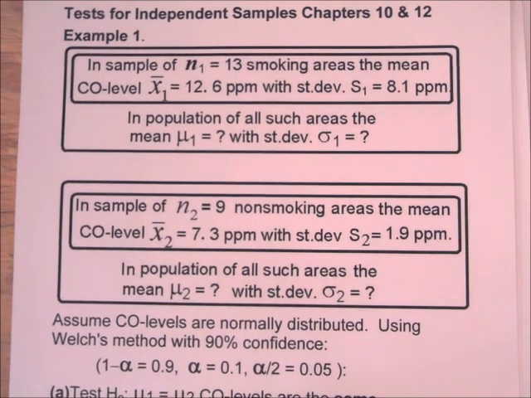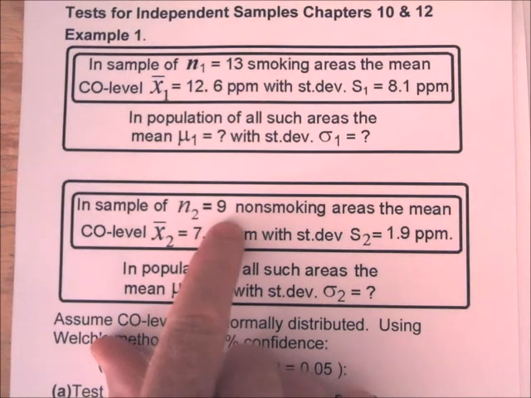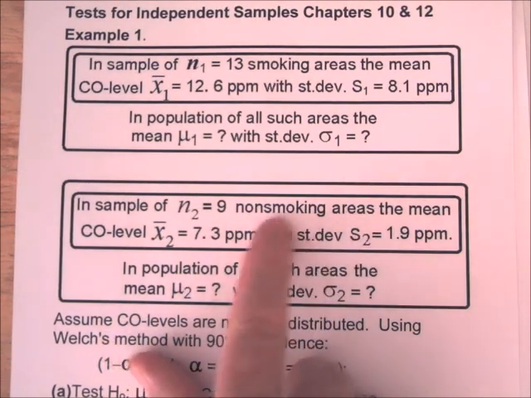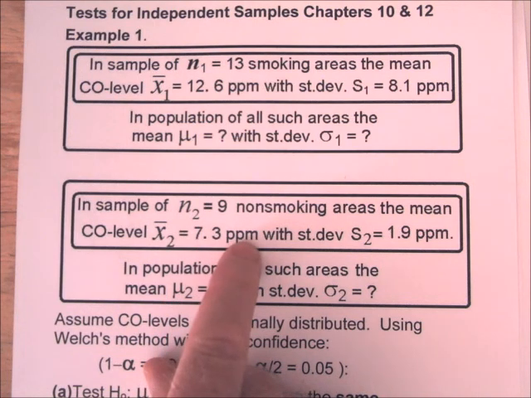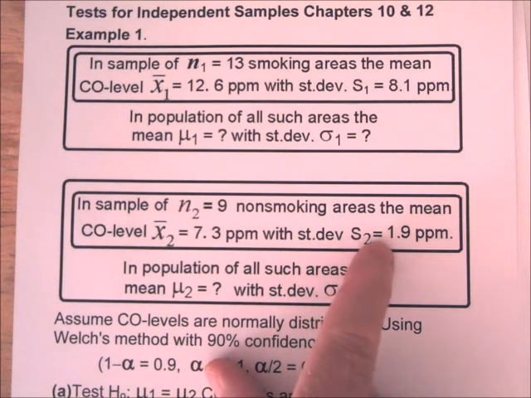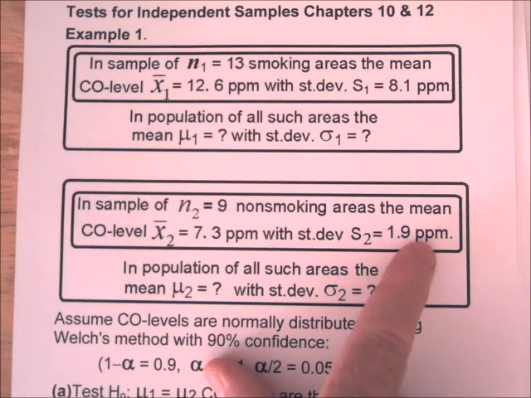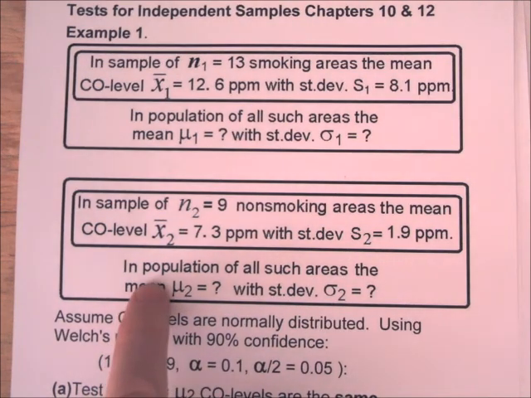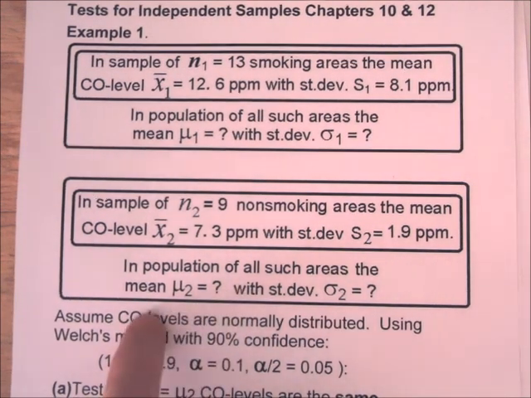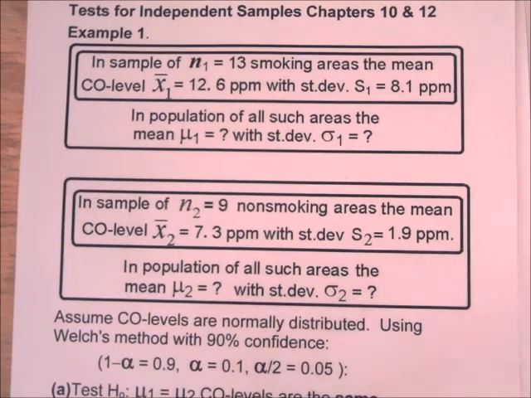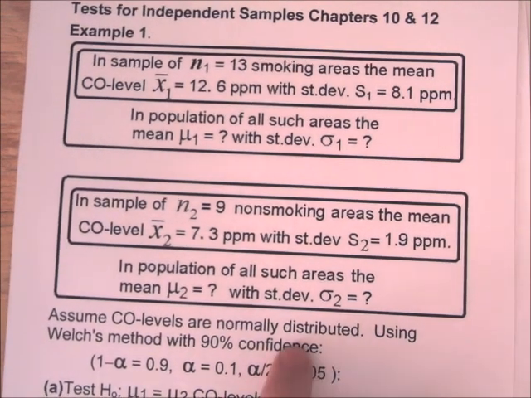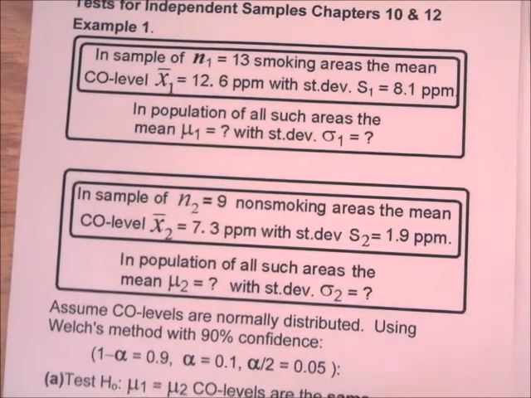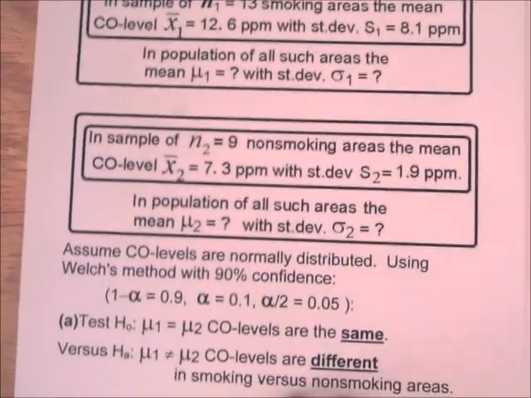We want to compare it to a sample of n2 equals 9 non-smoking areas where the mean carbon monoxide level x2 bar is 7.3 parts per million with standard deviation s2 of 1.9 parts per million. This is taken from the population of all such areas with unknown mean and unknown standard deviation. We're going to assume the carbon monoxide levels are normally distributed and use Welch's method with 90% confidence.